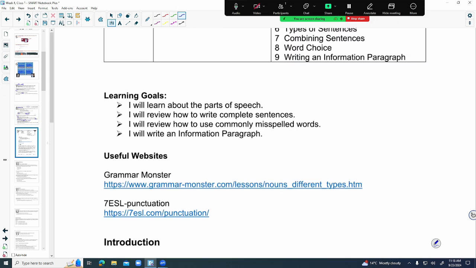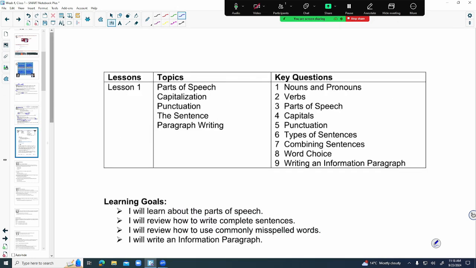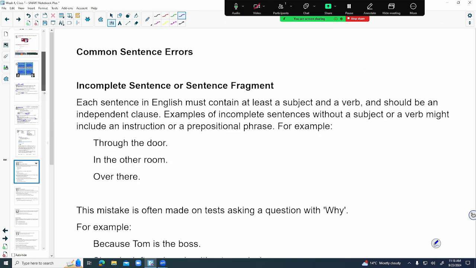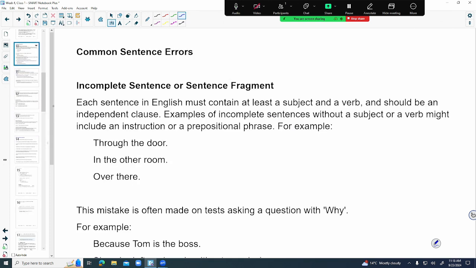All right, so that's what we did last day. So now in lesson 1, we've covered all the parts of speech. We've covered capitals, punctuation, types of sentences. So today we're going to pick up from where we left off, and we're going to look at combining sentences and word choice. First of all, we'll start off with some, we started this last day, but we didn't have time to finish it. So some common sentence errors.